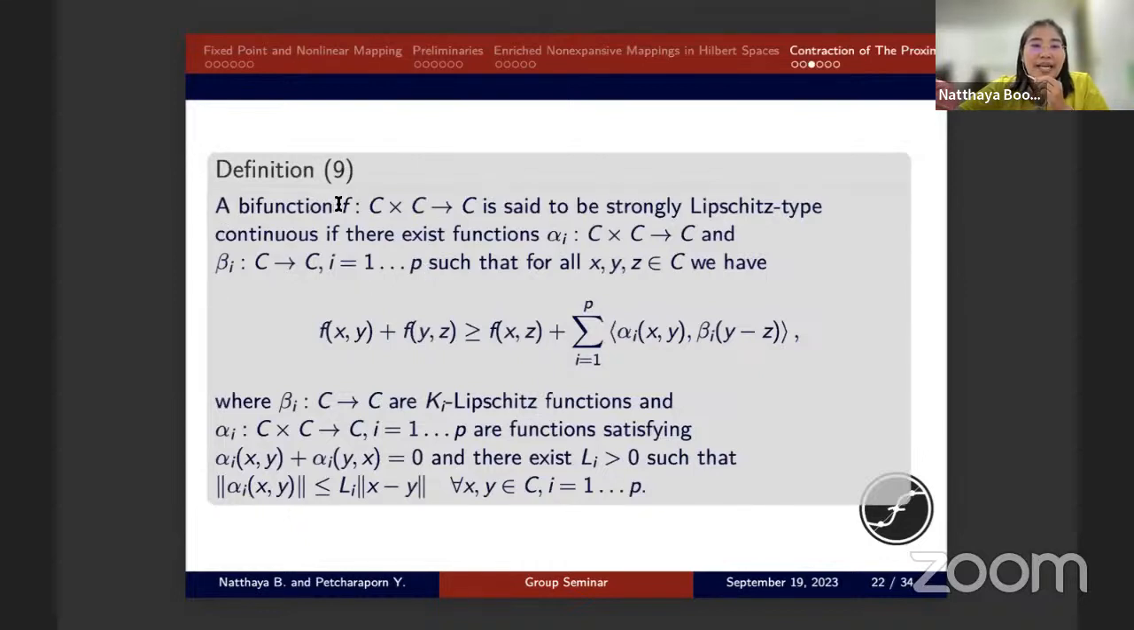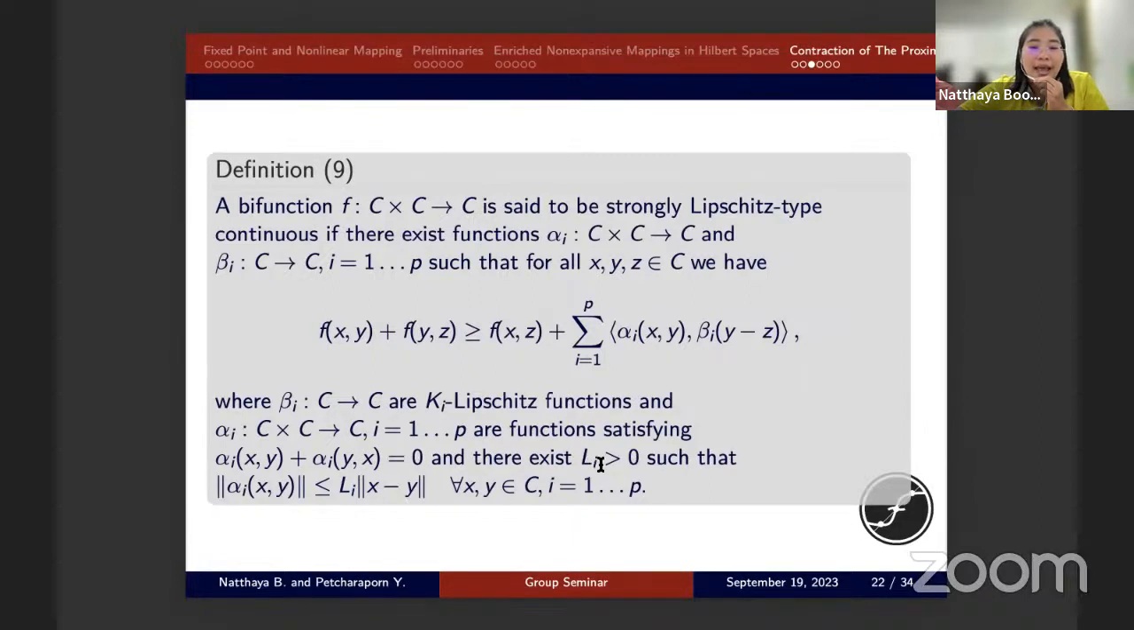And the next definition, a bifunction f is said to be gamma strongly Lipschitz-type continuous if there exists a bifunction alpha_i and a mapping beta_i for i equal to 1 to p, such that for all x, y, z in C, we have f(x, y) plus f(y, z) is greater than or equal to f(x, z) plus the summation i equal to 1 to p of the inner product of alpha_i and beta_i, where beta_i is K_i-Lipschitz and alpha_i is a function satisfying that alpha_i(x, y) plus alpha_i(y, x) equals 0.